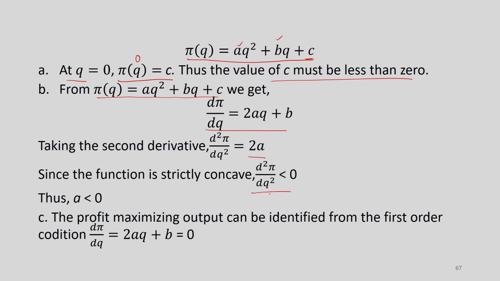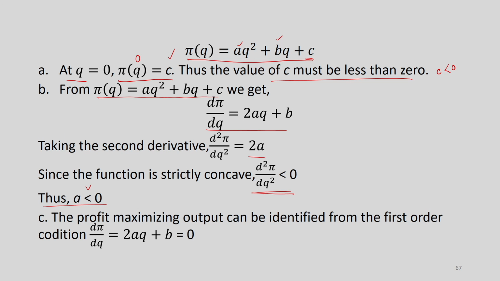So, that is the condition we have applied here, and so 2 a is less than 0, that simply means that a is less than 0. So, this is the condition that we are getting now. So, c is less than 0, a is less than 0. These are the two conditions we have got so far.